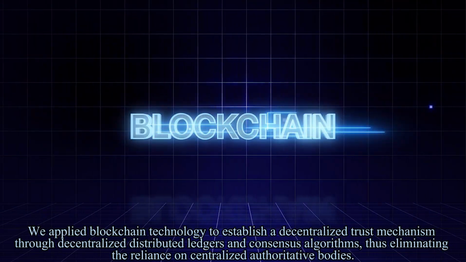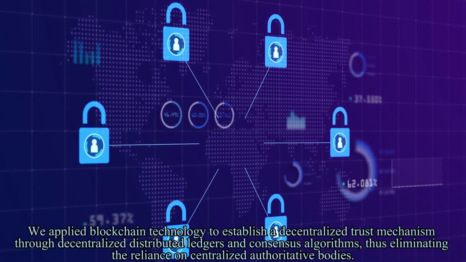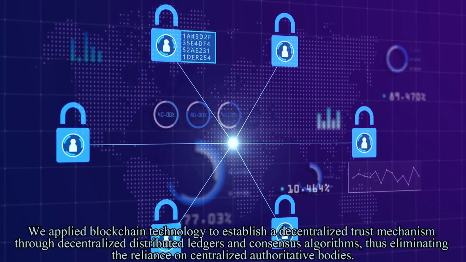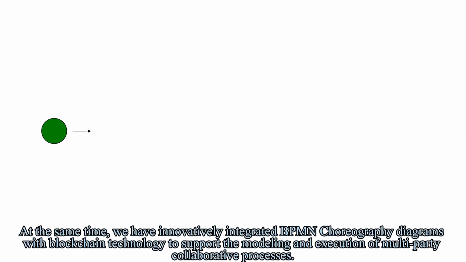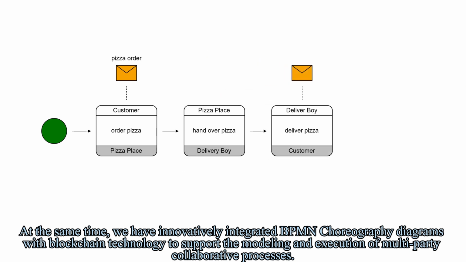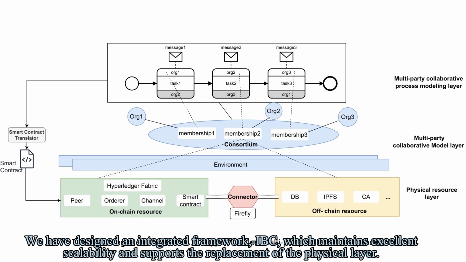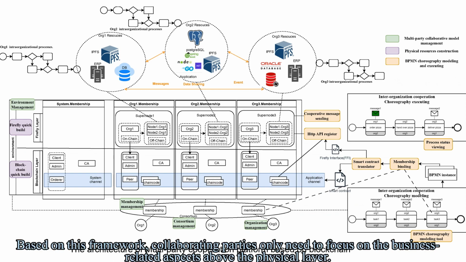We applied blockchain technology to establish a decentralized trust mechanism through decentralized distributed ledgers and consensus algorithms, thus eliminating the reliance on centralized authoritative bodies. At the same time, we have innovatively integrated BPMN choreography diagrams with blockchain technology to support the modeling and execution of multi-party collaborative processes. We have designed an integrated framework, IBC, which maintains excellent scalability and supports the replacement of the physical layer. Based on this framework, collaborating parties only need to focus on the business-related aspects above the physical layer.